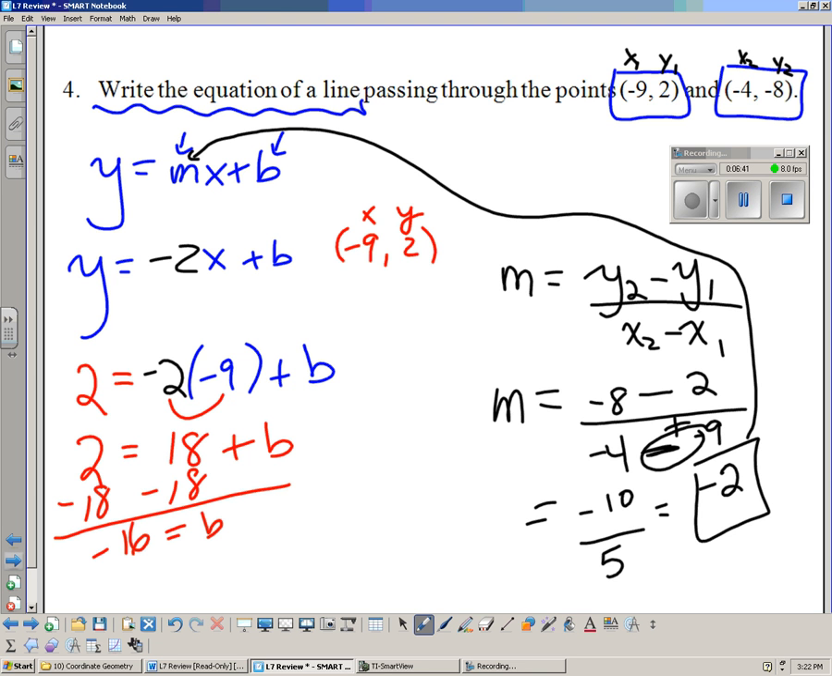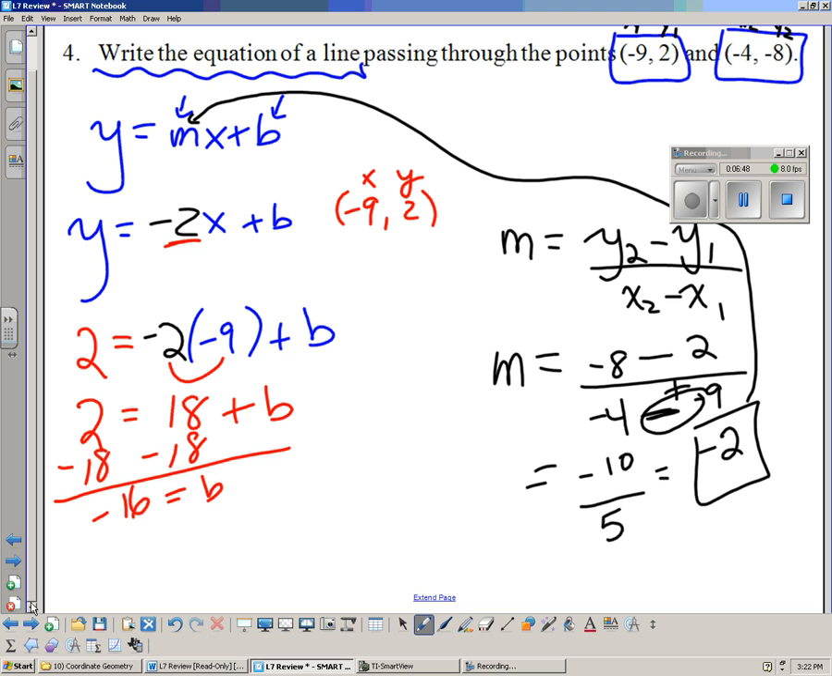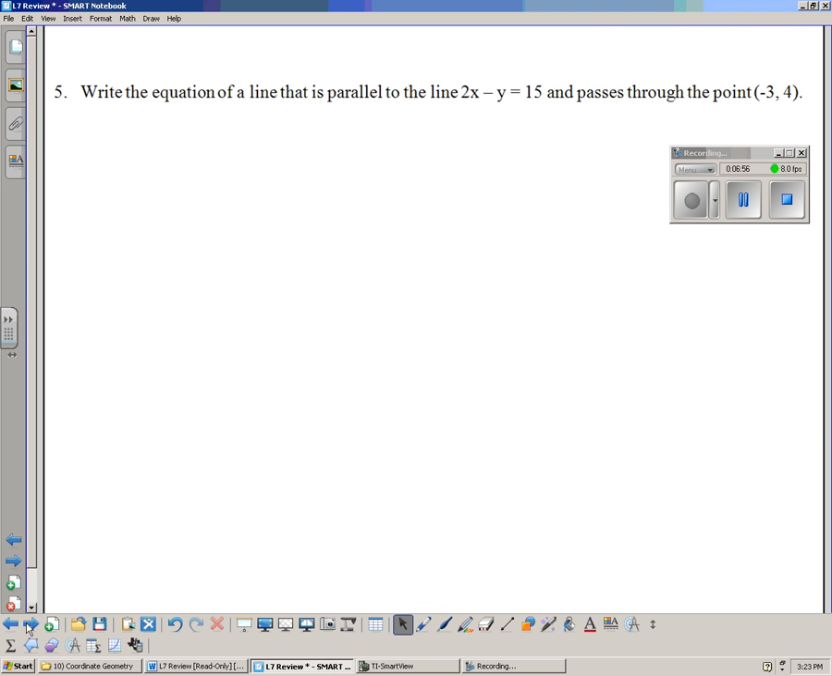And now we got to write our final answer. So I want to take my slope, y-intercept, and write down my final good answer here, which is going to be y is equal to negative 2x minus 16. Box it in. There's the final answer. All right, next one. Write the equation of the line that is parallel to the given line and passes through this point.